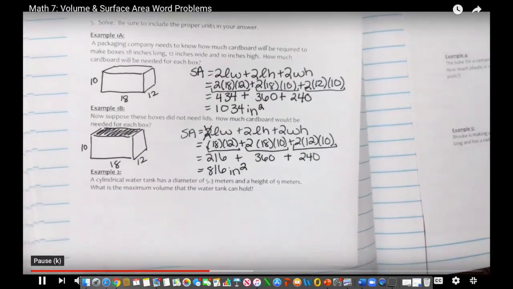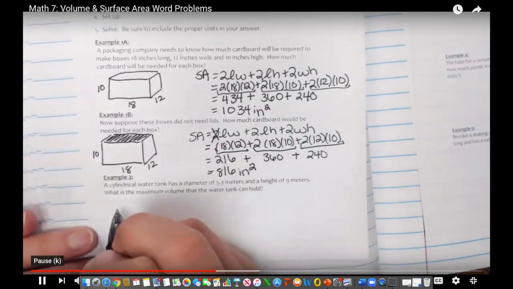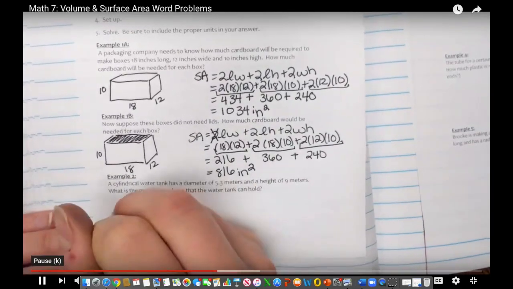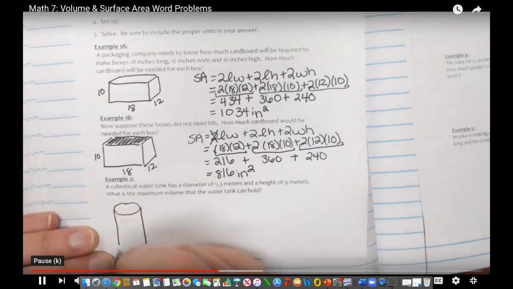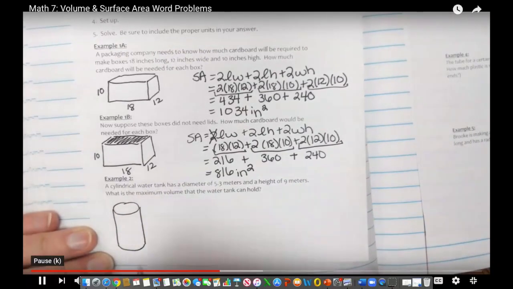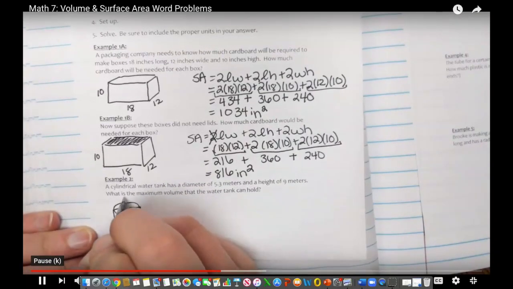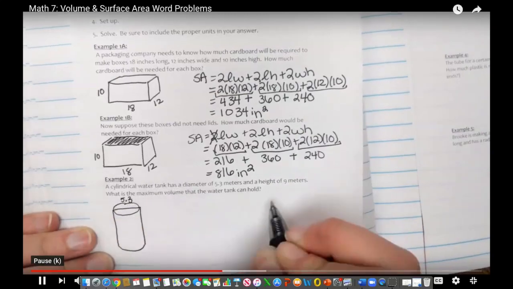Example number 2. A cylindrical water tank has a diameter of 5.3 meters and a height of 9 meters. What is the maximum volume that the water tank can hold? So this one tells me it's a cylinder. So I'm going to draw a cylinder that holds some water. It has a diameter of 5.3 meters and a height of 9.